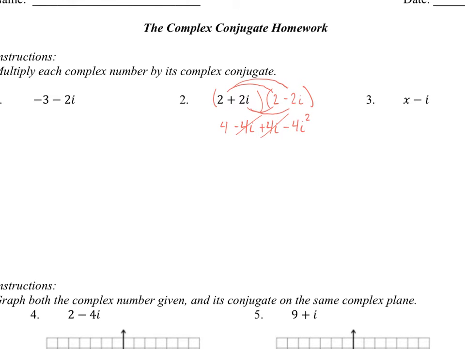The reason that's so nice is because now we just have 4 minus 4i squared, but we know that we can simplify that i squared. That's just the same as having a negative 1. So what we really have here is 4 plus 4, or 8. So that's number 2.